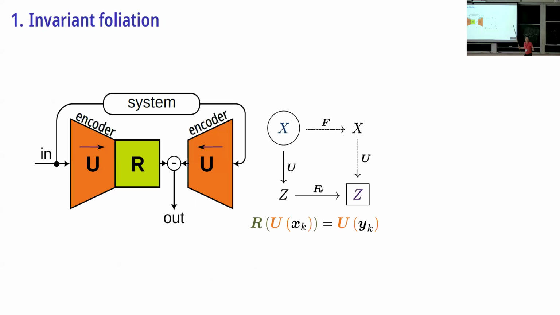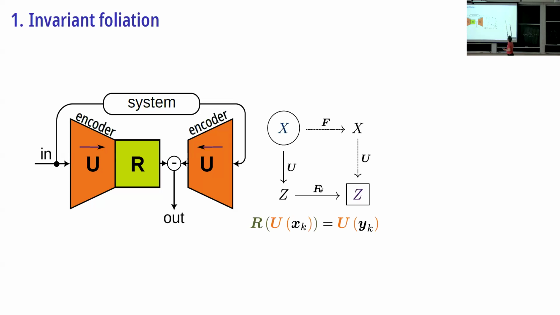I will start with the invariant foliation, which is my favorite. It consists of an encoder, so we are going from high dimensions to low dimensions, and if this dynamics commutes, then this invariance equation holds. The nice thing about this one is that you can plug your data directly into it.